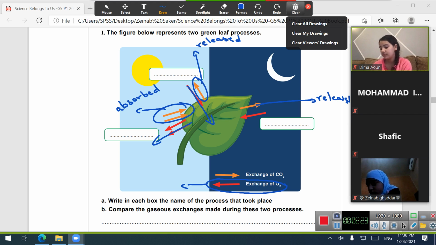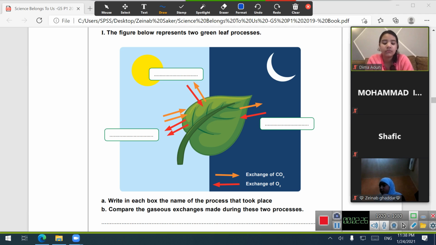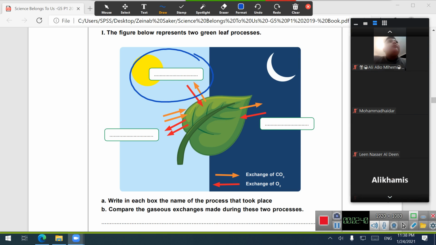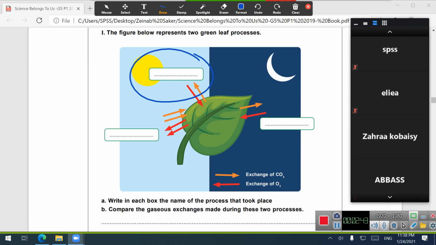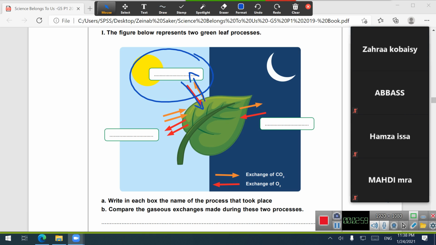Before we mention what happens during each process, we have to find what process is shown in the first box. Look at the first box carefully. Look at the arrows. Which arrow is released and which is absorbed? Carbon dioxide is released out, and oxygen enters. It means oxygen is absorbed and carbon dioxide is released. So, what process is done in this part?